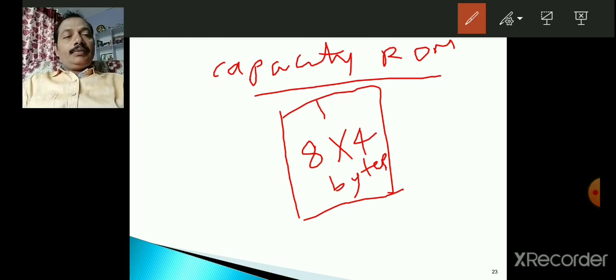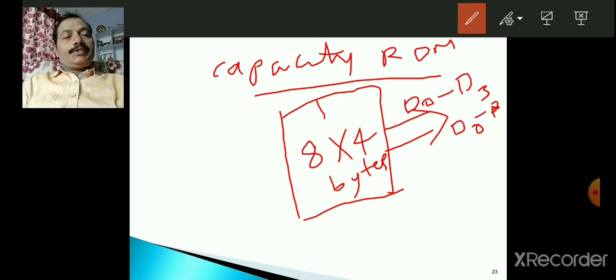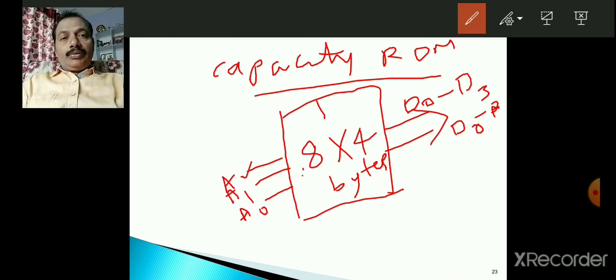So it has 4-bit data output, that means data lines D0 to D3. How many address lines? 3 address lines: A0, A1, A2. That means internally a decoder is there. You have to remember that. Once one of the addresses comes through these address lines, that particular location is activated by the decoder. Already we have seen this in the diagram.